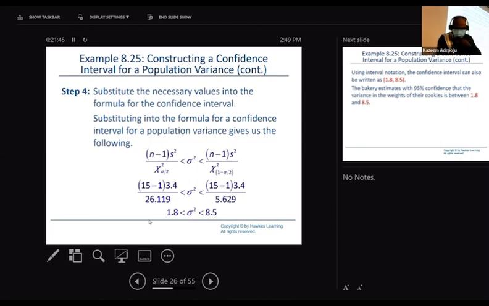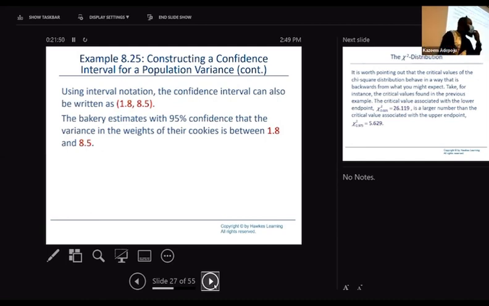Okay, and if I want to write it, I can put it this way. And finally, I'm going to make an interpretation. I'm going to say, the bakery estimates with 95% confidence that the variance in the weight of their cookies is between 1.85 and 8.5. That really makes more sense than presenting a point estimate of the variance. That could be wrong or right.